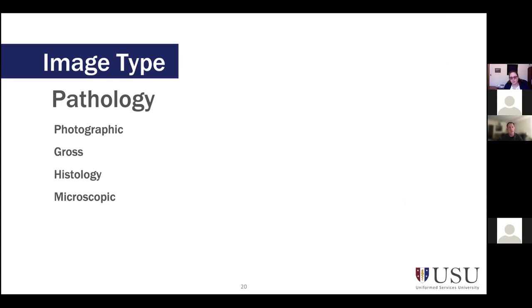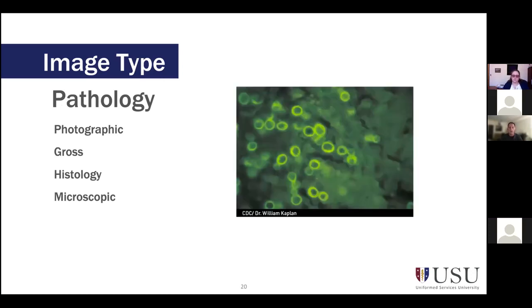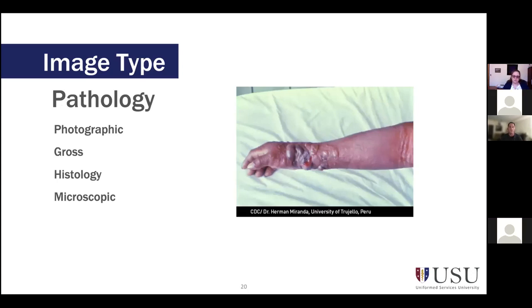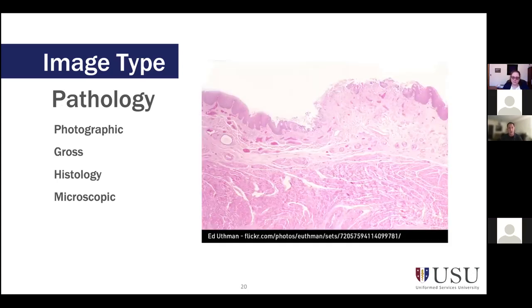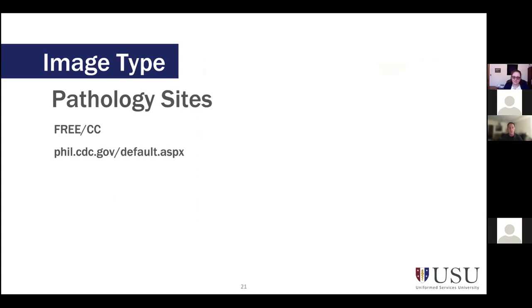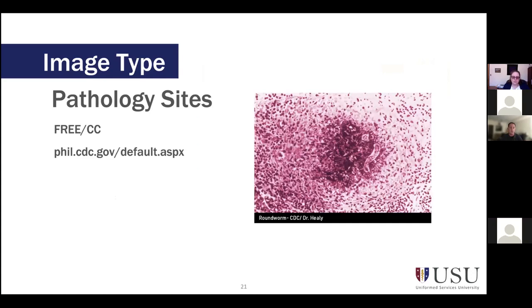The next type that I found were pathology images. These are photographic images of either gross anatomy, histology, microscopic, or electron microscopy. These are the cell images. Again, different pathology conditions on the gross level, histology. So I found a few good sites for that. Public Health Image Library is a great resource. It's very easily searchable, easy to credit as well.